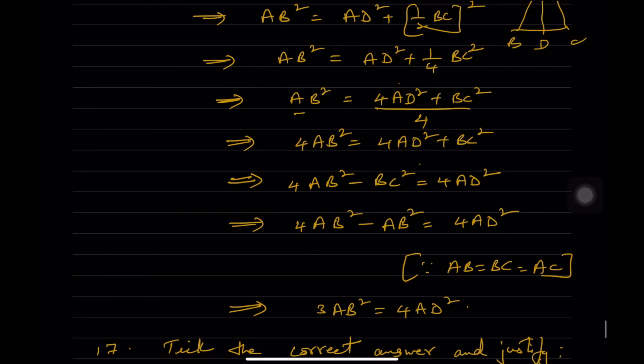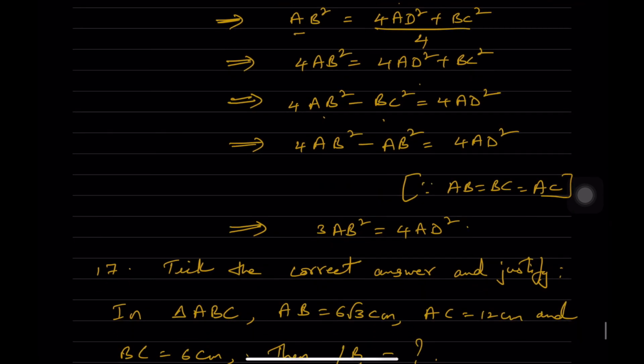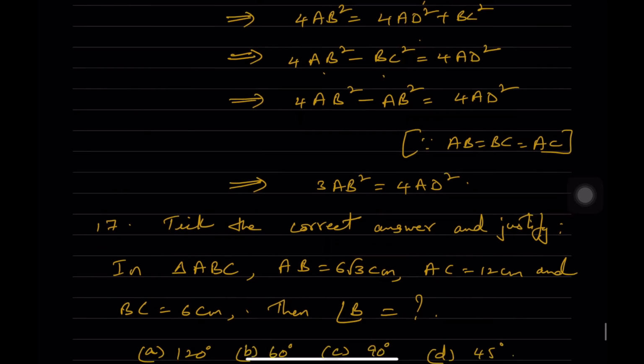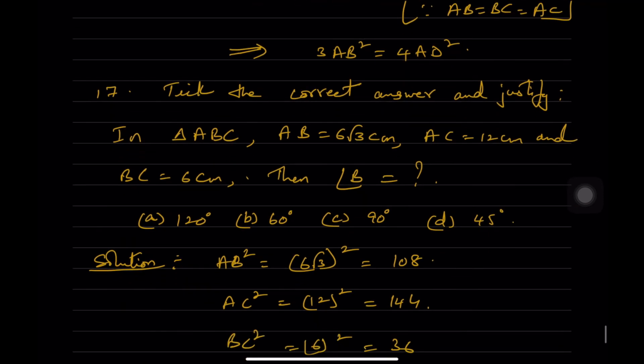So which implies 4AB square minus BC square. Subtract BC square on both sides, so you are getting 4AB square minus BC square is equal to 4AD square. Which implies 4AB square minus AB square, because BC is equal to AB, all are equal, is equal to 4AD square. So 4AB square minus AB square is nothing but 3AB square, which is equal to 4AD square.